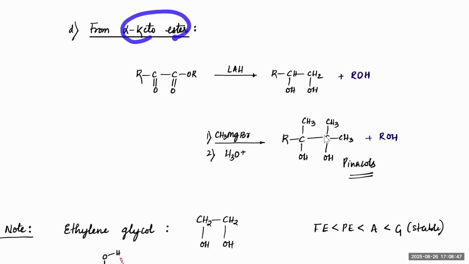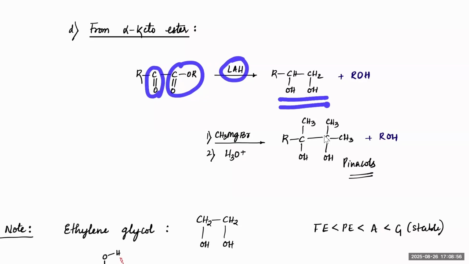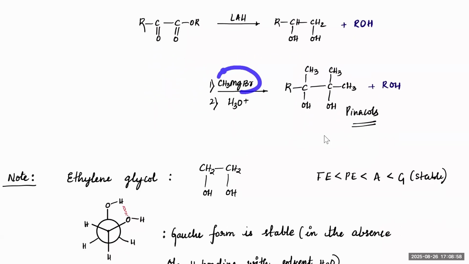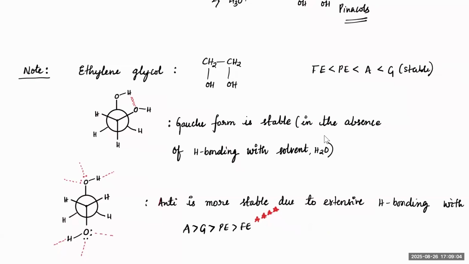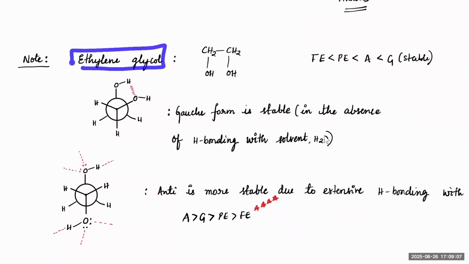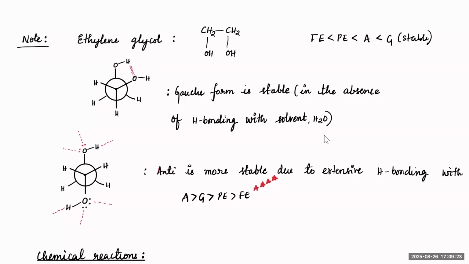Next is alpha keto ester. So this is keto and ester form. Lithium aluminum hydride will reduce ester also and ketone also. Again, you'll get alcohol. If I take CH3MgBr, you can convert into pinacols. And next, notice this one, ethylene glycol. Ethylene glycol is having two OH groups on it, correct? Now, if you do recall from conformations, are you comfortable with this terminology? There are many types of conformations which you will notice in glycol.